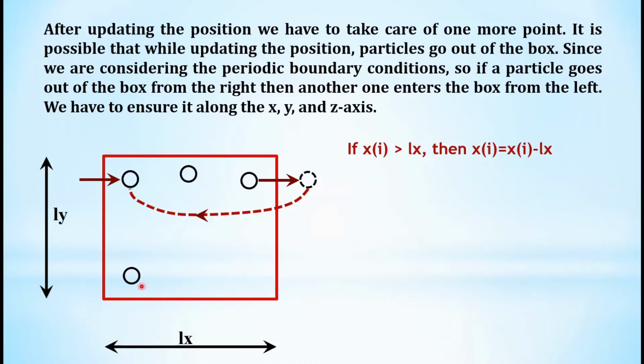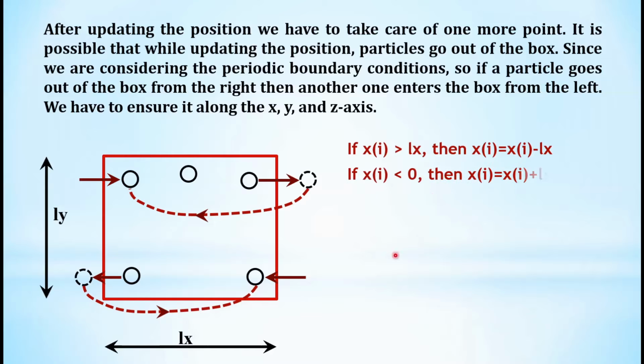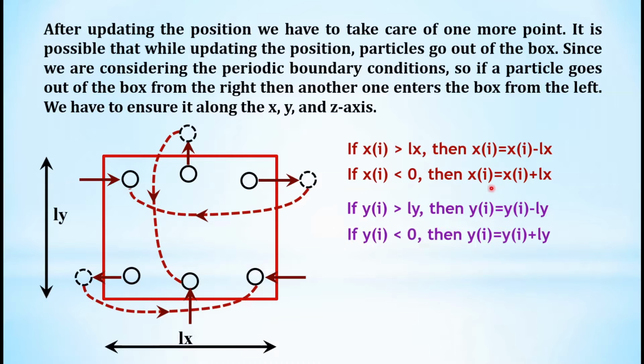Similarly, if the particle goes out to the left, then it should be put back here as if it has entered from the right side of the box. It can be ensured using this condition. If xi is less than 0, then xi equal to xi plus Lx. Similarly along the y-axis and similarly along the z-axis.